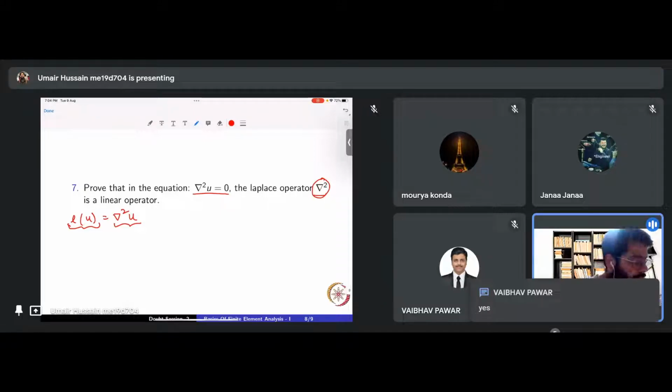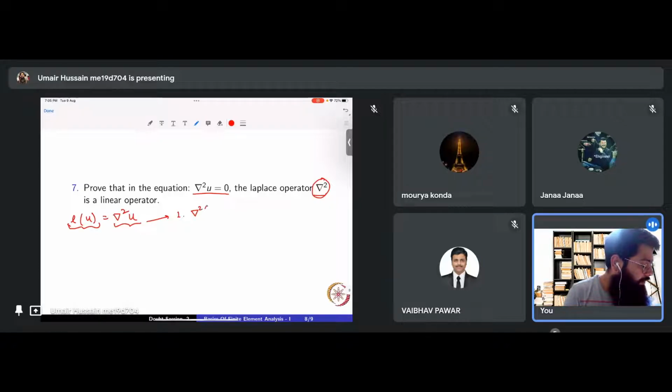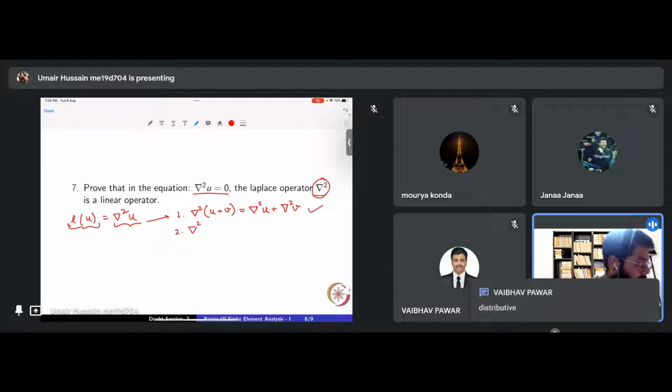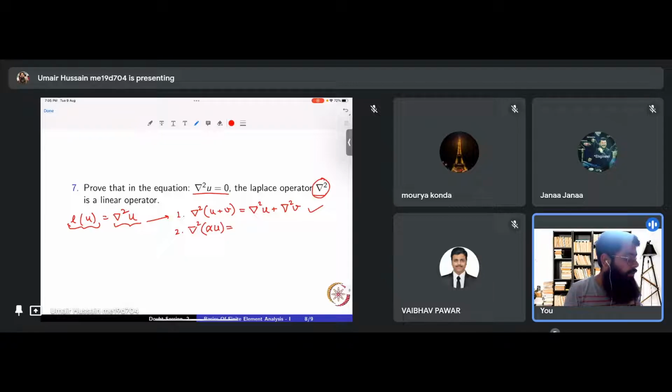Yes. So what are the two conditions of linearity? First we need to check both. The first is if we write the function as u plus p, so if we apply this operator on a sum of two functions, then it's distributable, right? So this can be distributed on these two functions. We can write it like this. This is valid. And yes, distributive, thanks.